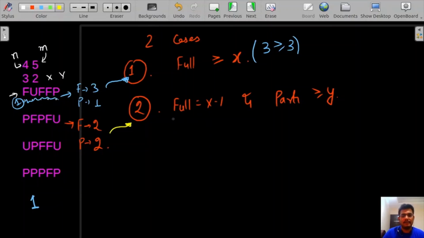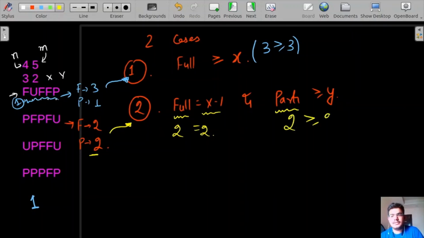In the second category, the fully solved problems should be equal to x minus 1. And as we have 2 as the fully solved problems for the second candidate, and x minus 1 is also 2. There is one more condition, that the number of partially solved questions should be greater than or equal to y. And as here the number of partially solved questions is 2, the value of y is also 2. So this condition also holds. So we can see that the second candidate falls into the second category.